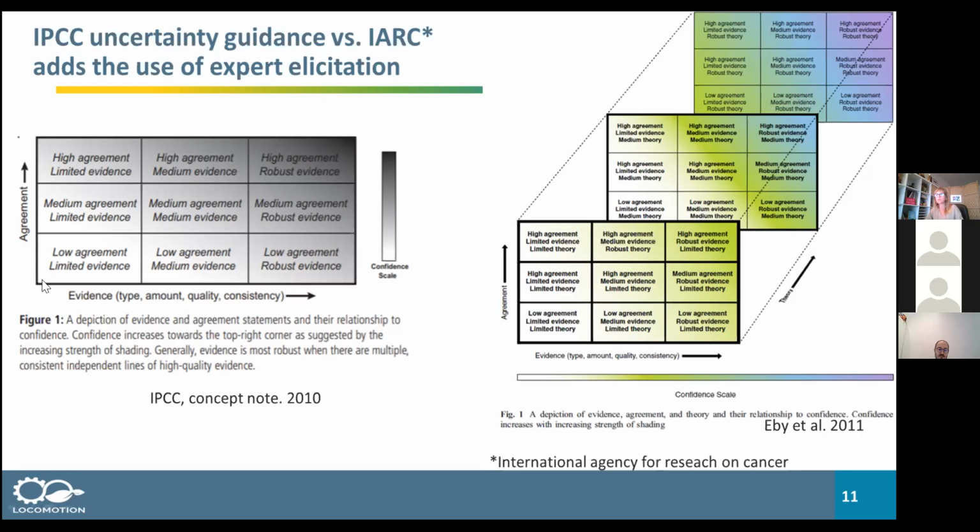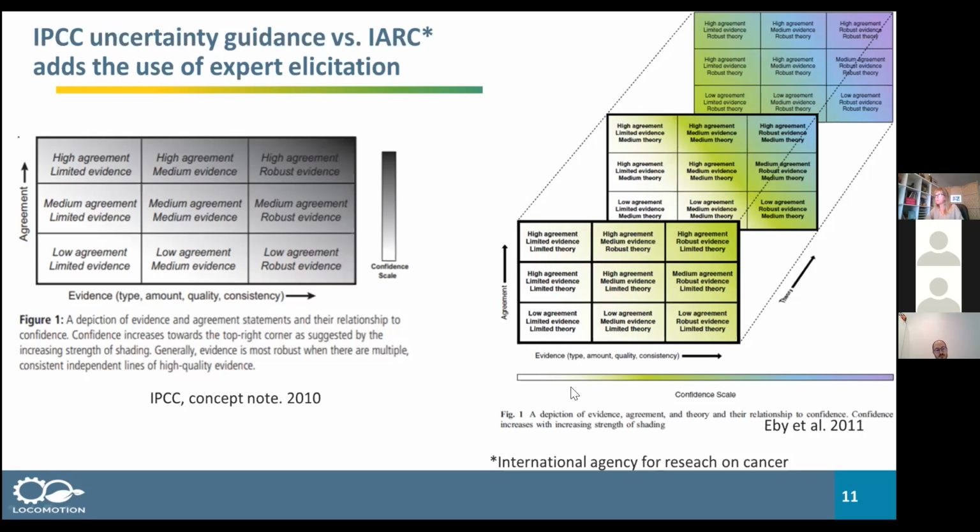When they present the results, we have two axes. The y-axis is the agreement between the researchers, and the x-axis is the evidence, which is based on the type, amount, quality, and consistency of the results. And this gives a confidence level, right? So the more you go to the upper right corner, the more evident the result is to present to the international panel.